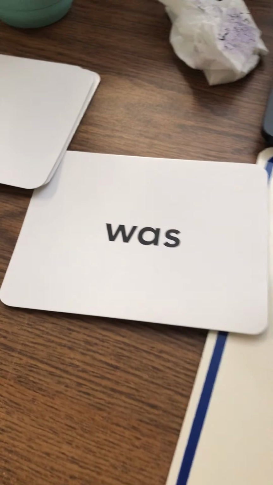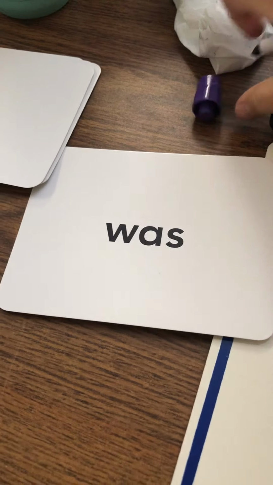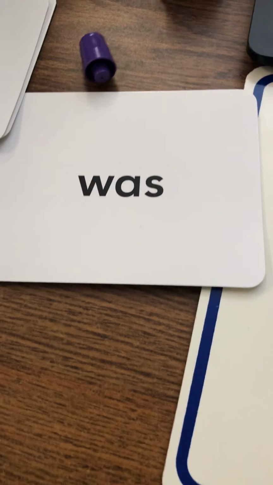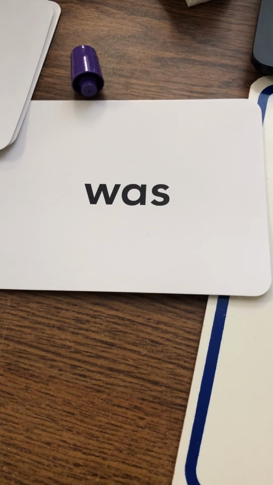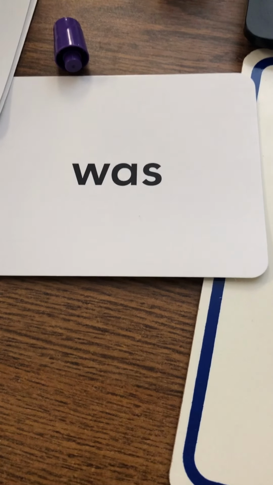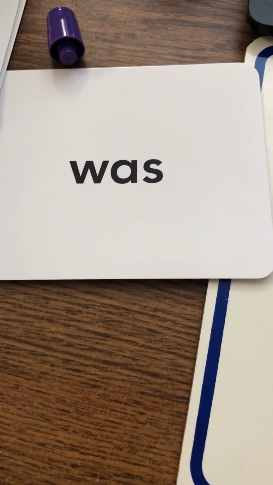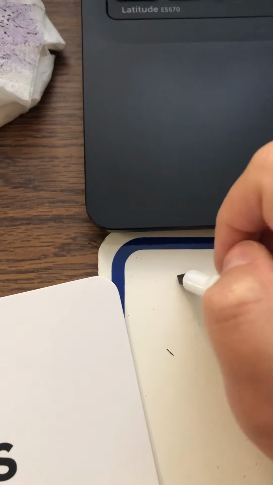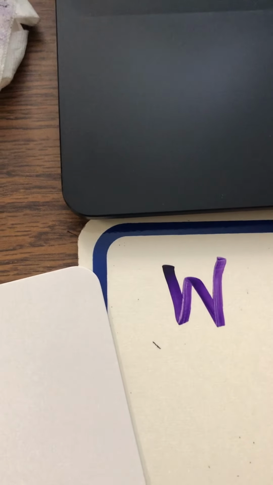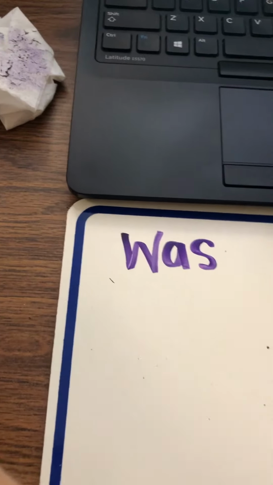So let's start with our first sight word. Do you remember what this word is? You're right, that is the word was. And how do we spell the word was? W-A-S. So let's practice writing that word again. So let's make our W-A-S. Spells was. All right, let's keep moving.